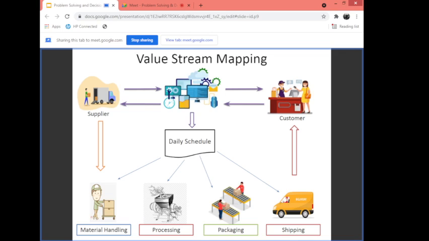This is the value stream mapping for you to solve the problem. You're solving the problem in its area, in its aspect of operation or the process, in its sector.